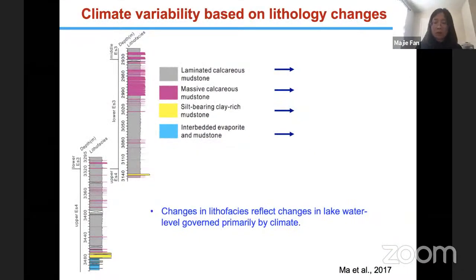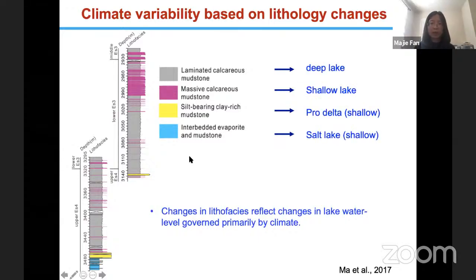So then we can look into this lithology change again within the two cores. We see that in the lower part of the two cores, there's some alternation between the two dominant lithofacies, the laminated calcareous mudstone and the massive calcareous mudstone. As we interpreted from the lithofacies analysis, the laminated mudstone was deposited in the deep lake.